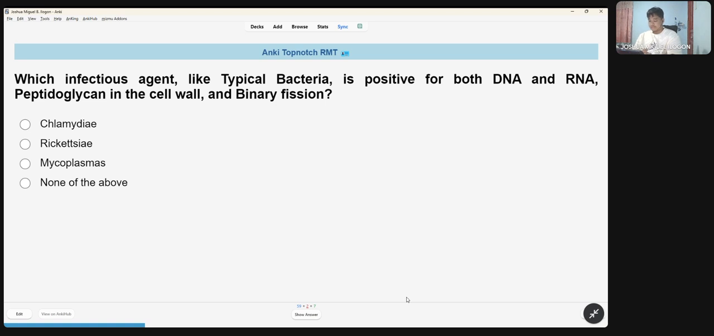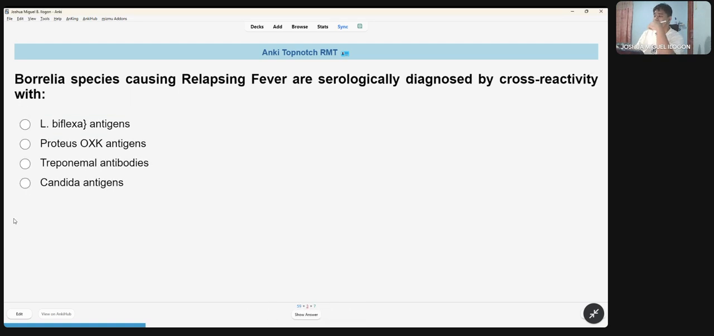So we have to look for positive for both DNA and RNA. That's your rickettsia. And yeah, peptidoglycan. Oh, it's the chlamydia. It's A. Finally.